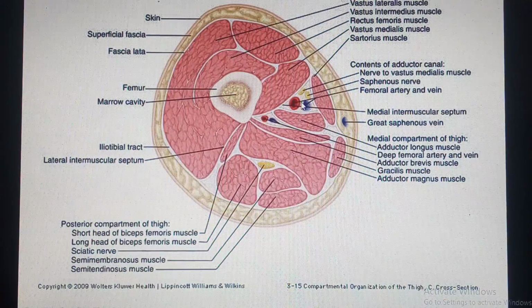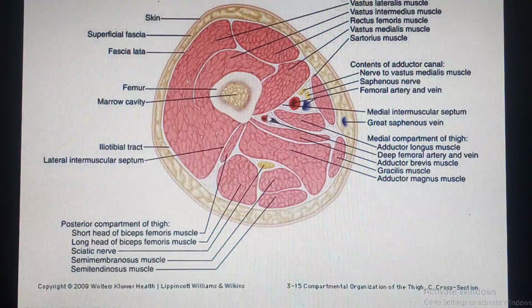Now remember that, of course, the femoral artery and the femoral vein will have some deep branches and some deep tributaries. These will be in the medial compartment. They will give off some branches. For instance, the deep artery of the femur, the profunda femoris artery, or the deep artery of the thigh, will give off some muscular or motor branches to supply the various muscles.